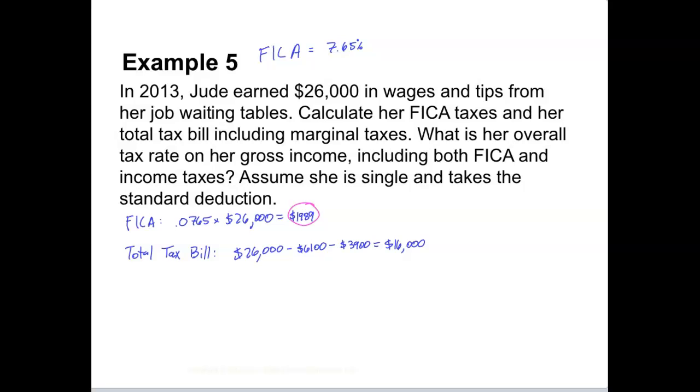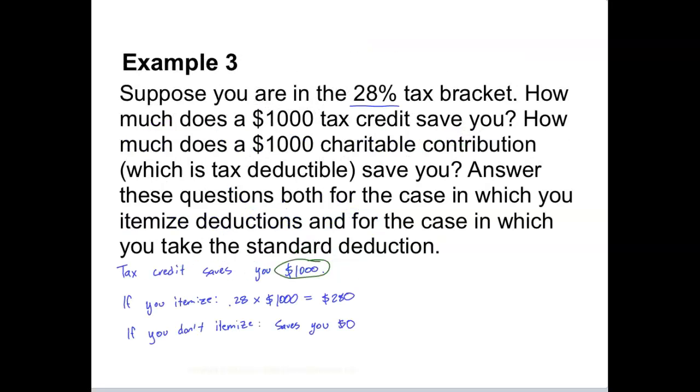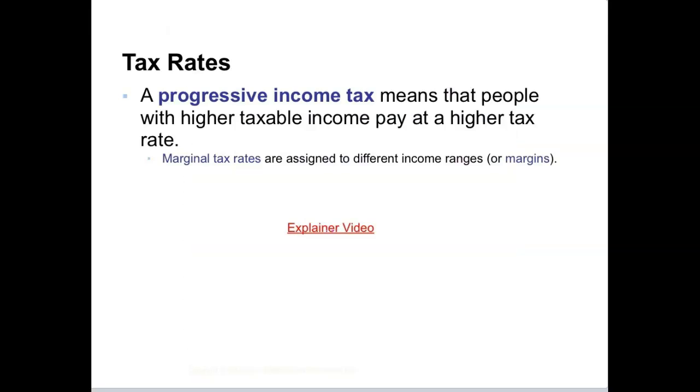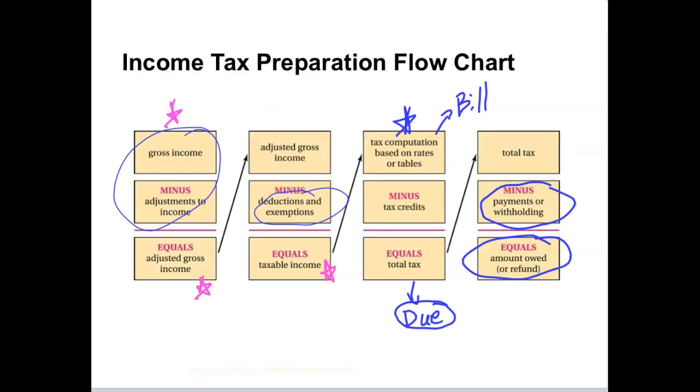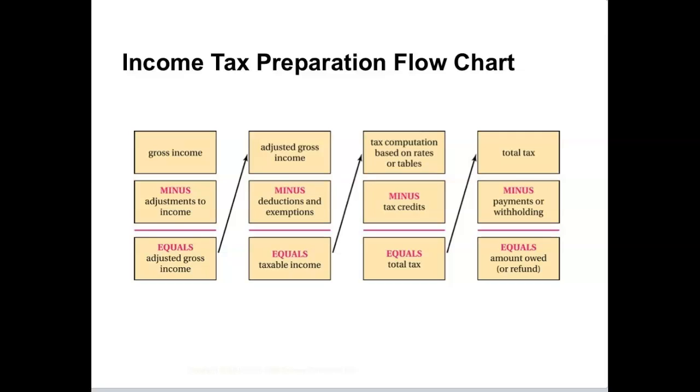All right, so now here's where we're at in terms of our flow chart. We started with the gross income. There were no adjustments, so the gross income was also the adjusted gross income. Then we took the adjusted gross income, we subtracted exemptions and deductions, and now we're at the taxable income. So now we're ready to make our tax computation based on rates in our tax table.